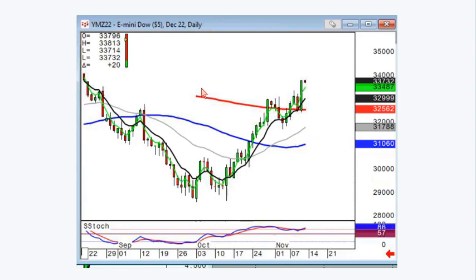All right, are there any general questions on candlesticks?